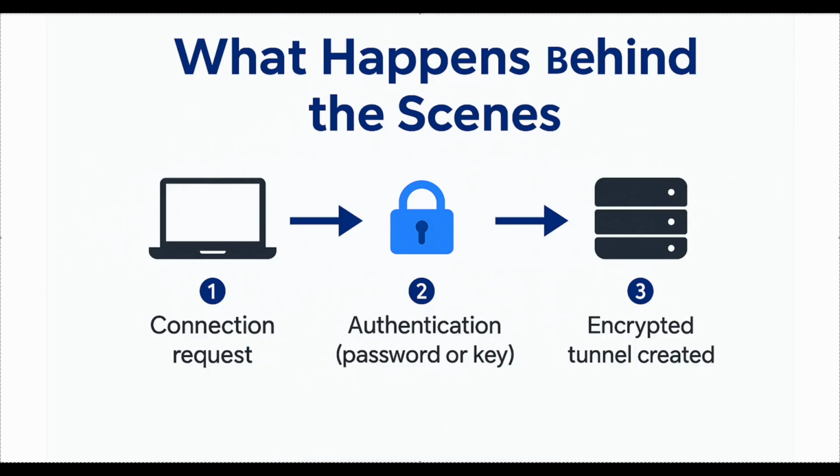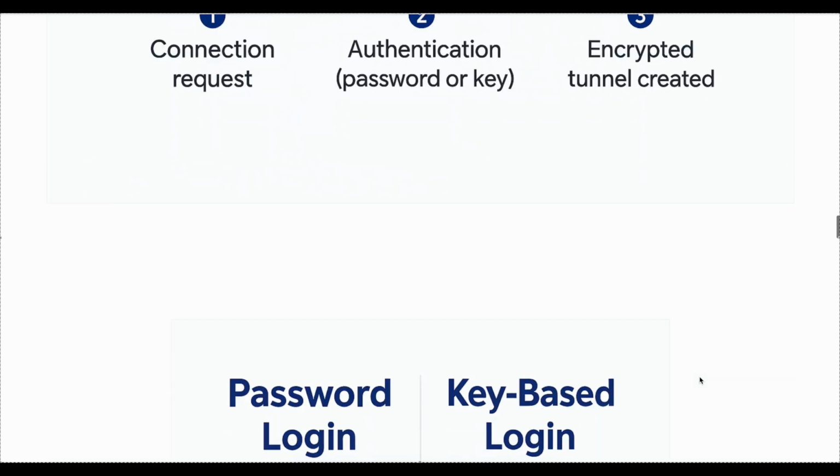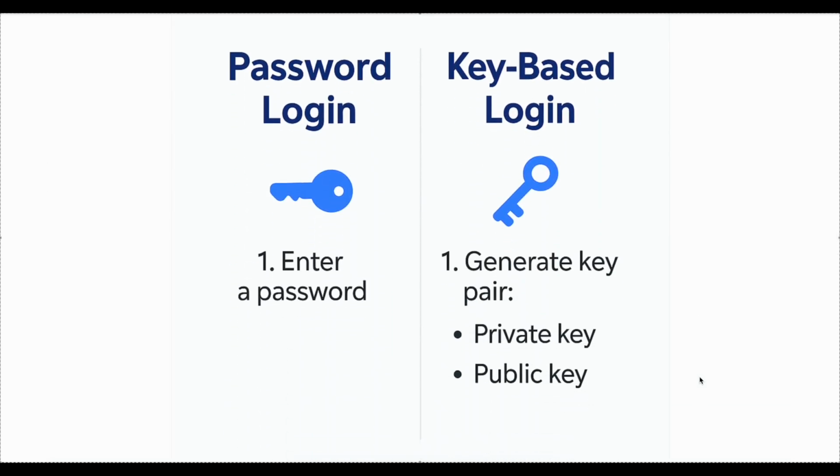Let's look at how we actually authenticate ourselves, and there are two main ways. The first method is the classic password login. You simply enter your username and password to access the remote system. While this works, it's not very secure. Passwords can be guessed, reused, or intercepted if not handled properly. That's why we mostly use the second method, key-based login.